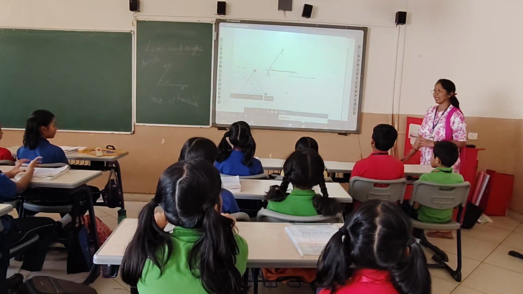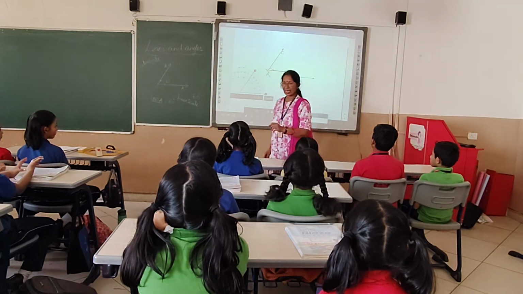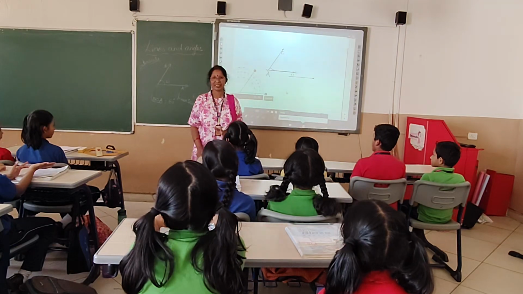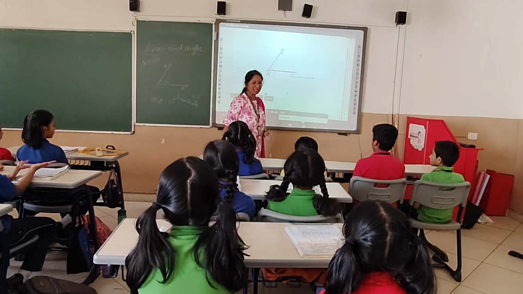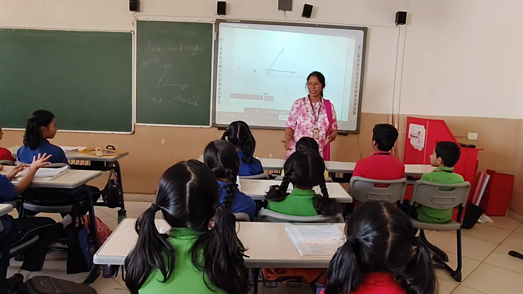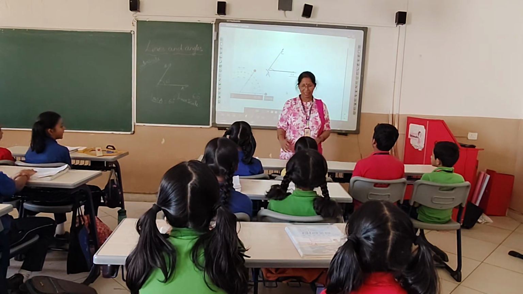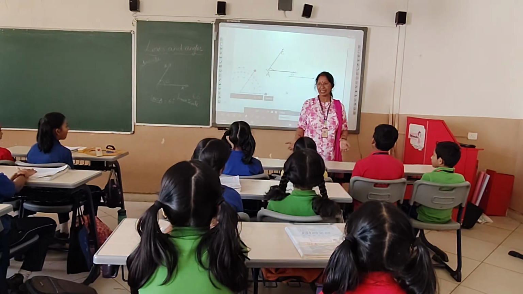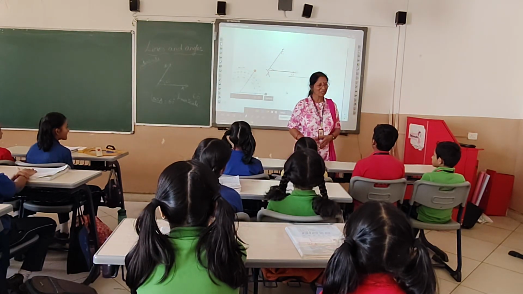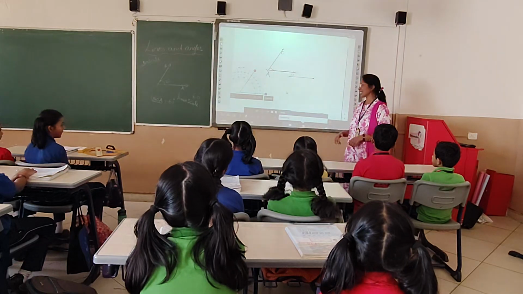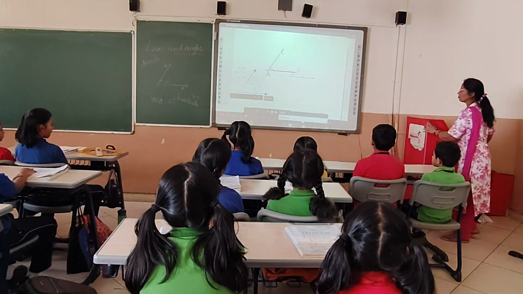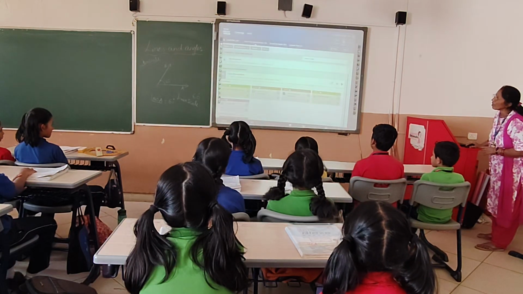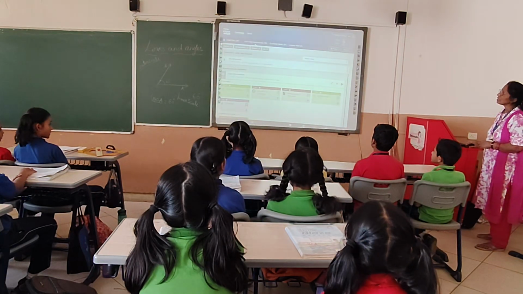60 degree is an acute angle. In the same way, you have a right angle, 90 degrees. Exactly 90 degrees is a right angle. Obtuse angle. What is an obtuse angle? More than 90 degree, less than 180 degree. And a straight angle is 180 degree. Reflex angle: more than 180, less than 360. So you have questions here. I hope you have understood angles, right?